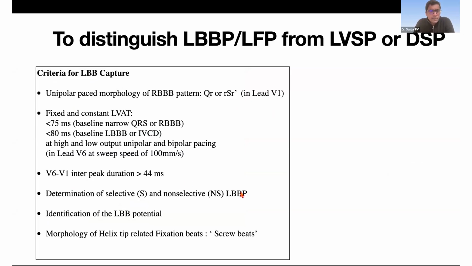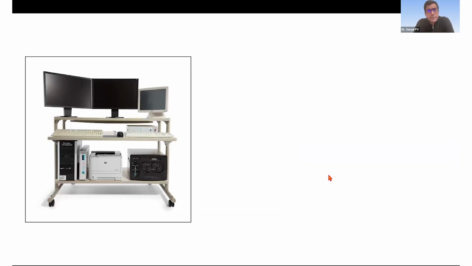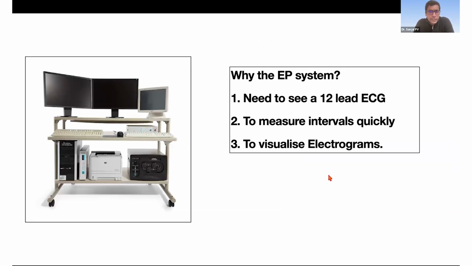As he mentioned, there are numerous criteria. But why do we actually need these criteria? These criteria were enforced to distinguish pure conduction system pacing, that is left bundle branch pacing or left fascicular pacing, from LV septal pacing or deep septal pacing. And for this, in a true sense, you do need an electrophysiological system, an EP system, to see potentials and to measure intervals.